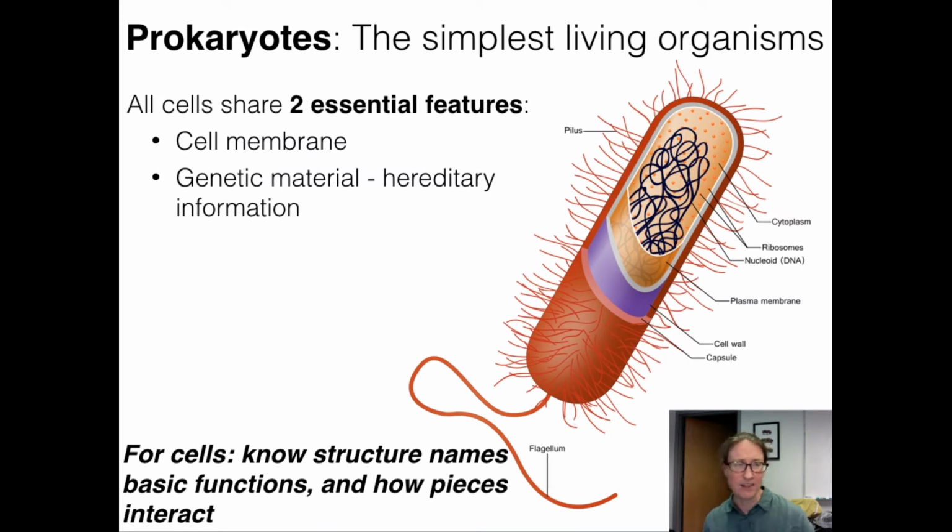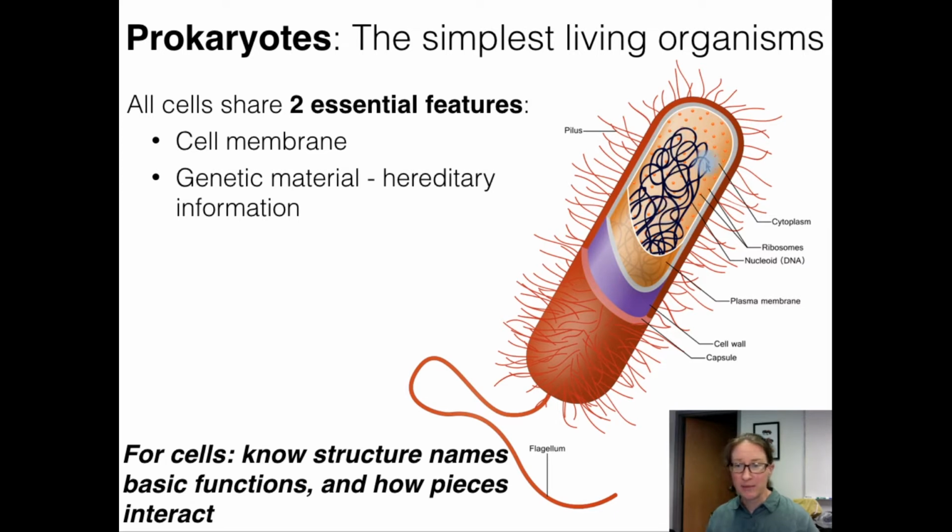And for prokaryotic cells, things don't really get that much fancier than a membrane and some genetic material. And the little cartoon I'm showing you here shows you the major moving parts of that generic prokaryotic cell. So the hereditary information for the prokaryotic cell is its DNA. So that's this purple noodly stuff here.